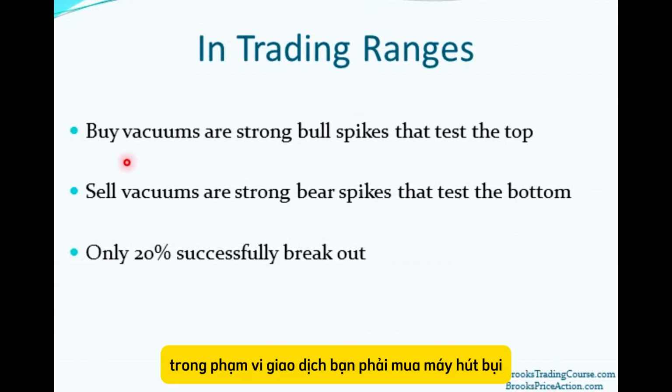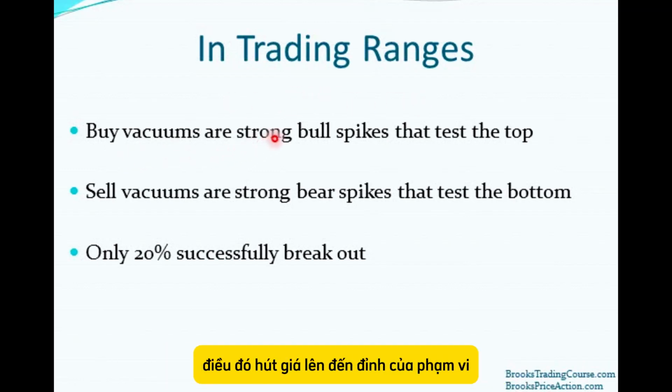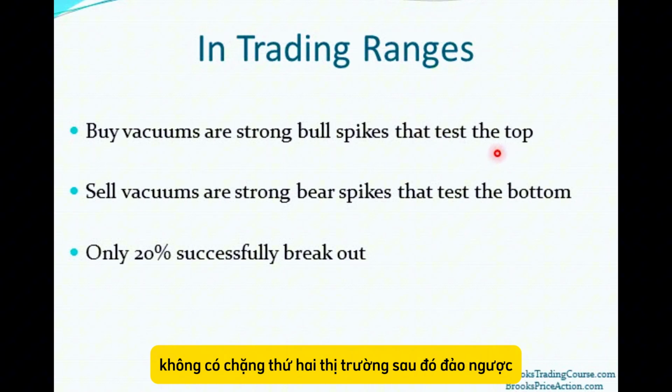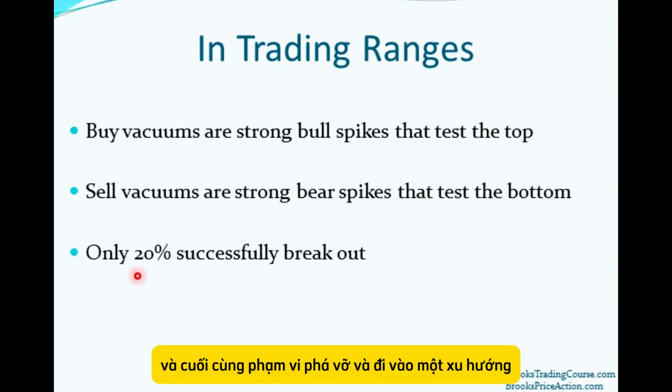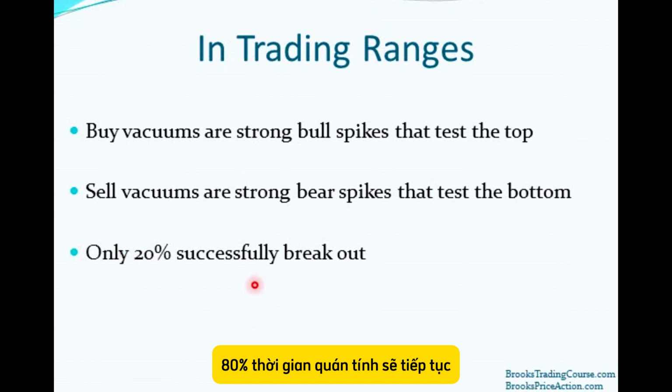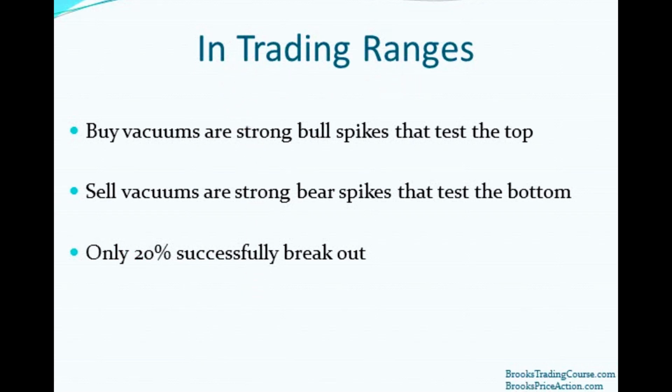In trading ranges, you have buy vacuums that suck the price up to the top of the range to test the top, and there's no follow through, there's no second leg. The market then reverses and gets sucked to the bottom of the range in a sell vacuum, and eventually the range breaks out and enters a trend, but that happens only about 20% of the time. 80% of the time, the inertia will continue, the trading range will continue.